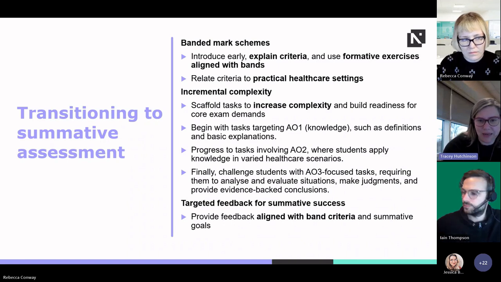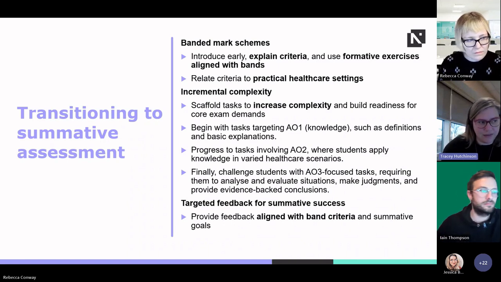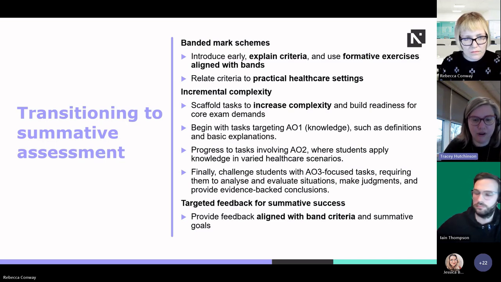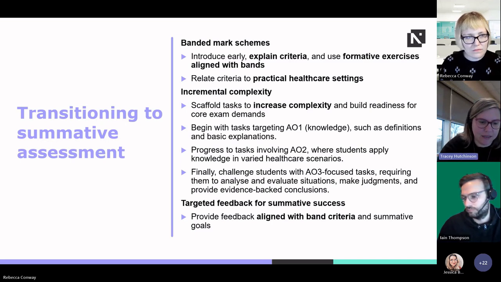It needs to be incremental, this complexity, and you really need to scaffold and support your students in this. So you might begin with AO1 focused tasks, for that foundational knowledge such as definitions or basic explanations. Moving on to AO2 focused tasks, as they become more confident, they start applying that relevant knowledge in varied healthcare settings. And that's them beginning to connect theory to practice.